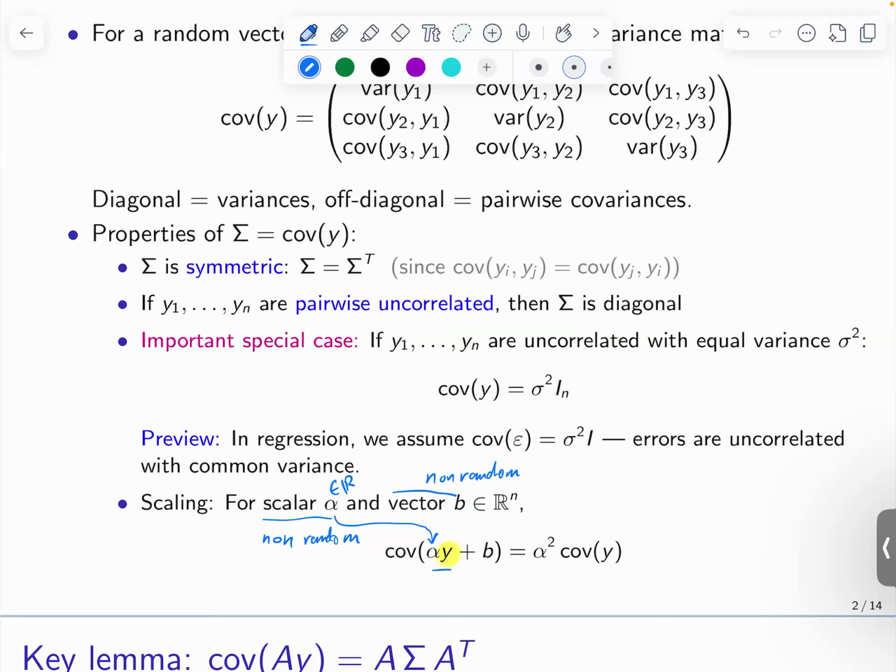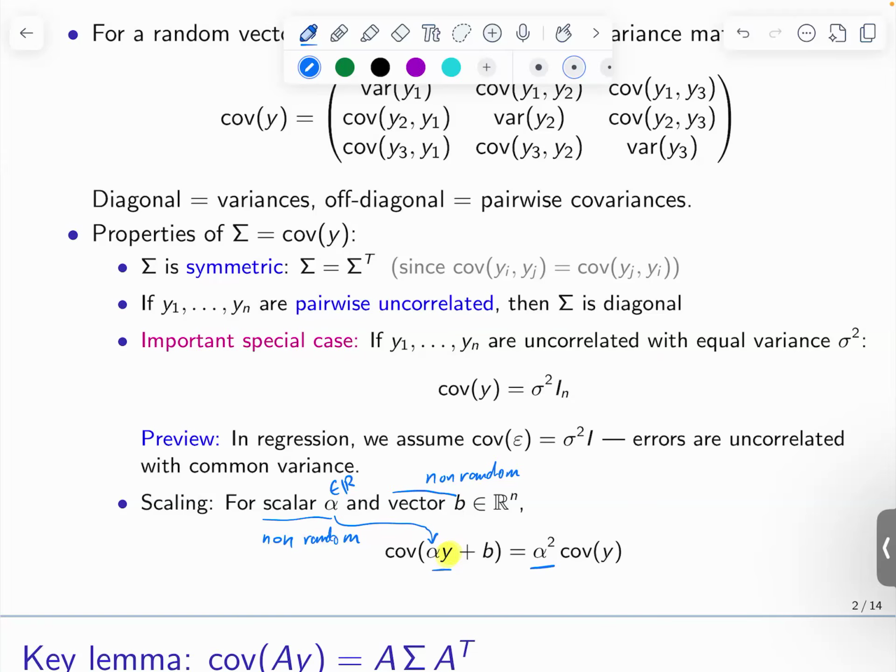So if I scale y by alpha, that is another random vector. If I add d to it, where d is of the same dimension, I get another random vector. So alpha y plus d is a random vector, and it has a covariance matrix. This identity tells you what the covariance matrix is in terms of the covariance matrix of y. In particular, it would be alpha squared, it comes out squared, times the covariance of y, and the shift d is gone. So a constant shift does not alter the covariance matrix.